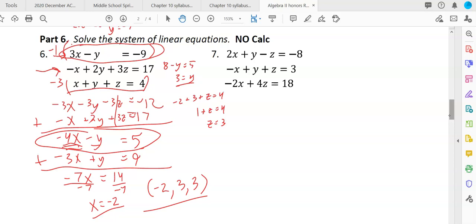This one, let's see, I'd like to maybe take the first two equations and add them. So when I do that, I get x plus 2y equals negative 5. That's just by adding the first two equations. I got rid of the z's there.